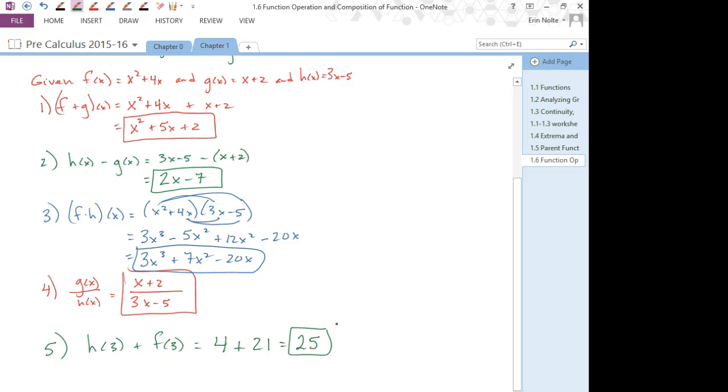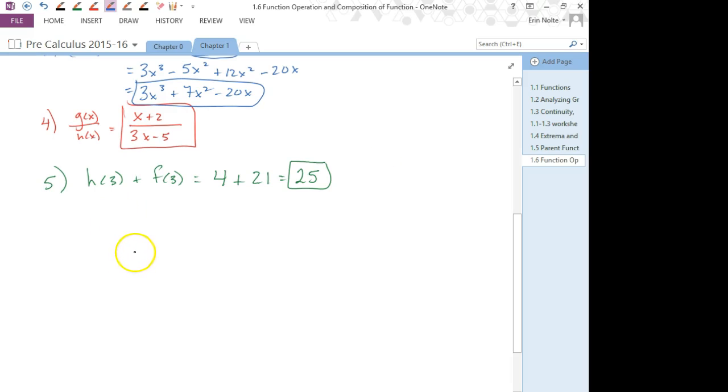Okay, so notice that if you are asked to put a number into the x, what kind of answer do you get out? A number answer, right? If they ask you in terms of x, your answer will be in terms of x. Everybody good with that? That's easy peasy.